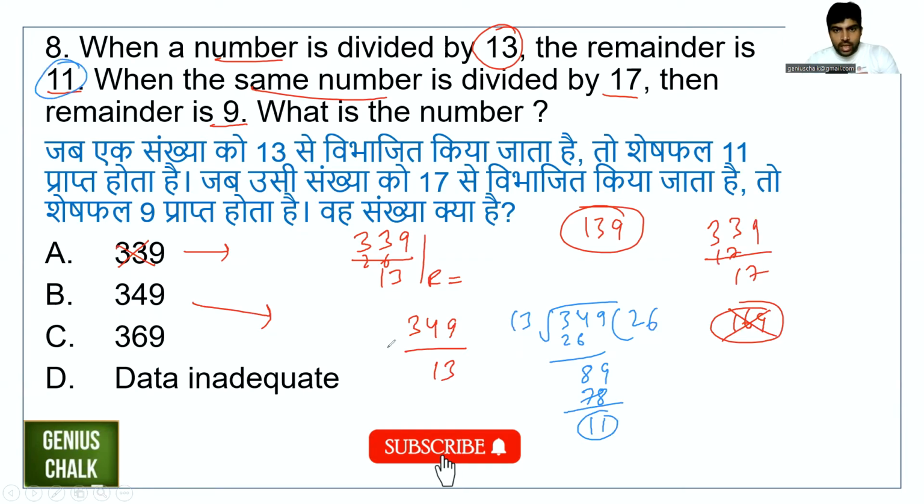Yes, very good. Now go and check for 17 as well. So 349 by 17. You can see 17 2s are 34. So this is cancelled. 9 is left, and we require only 9. So guys, this is the answer, the second option, right? This is the approach of this question.